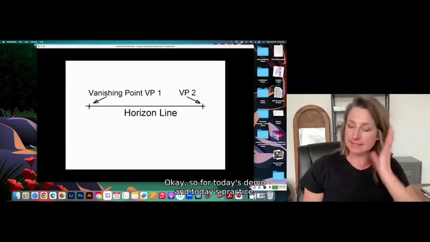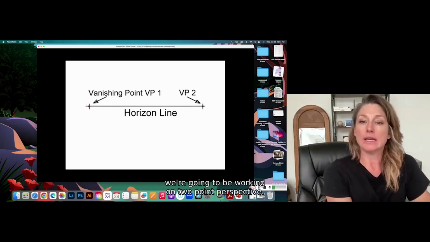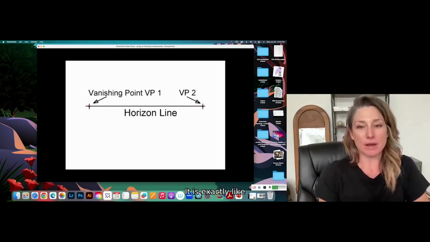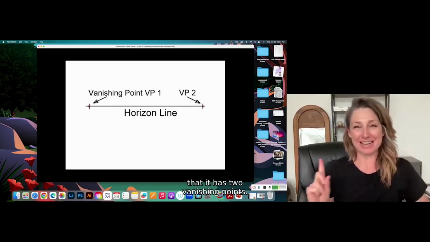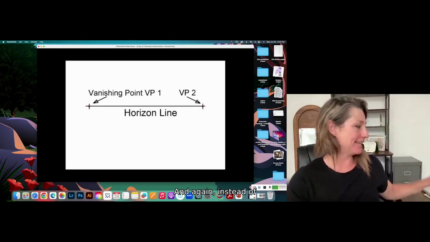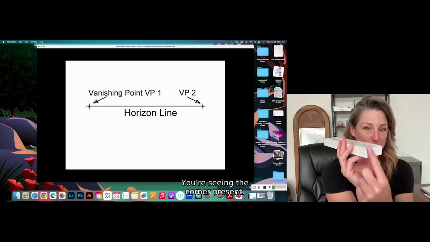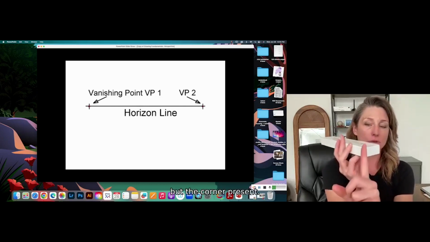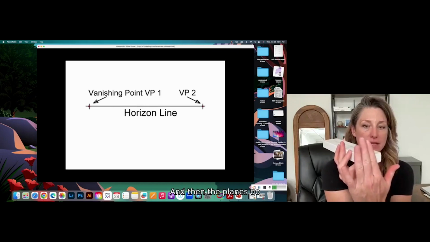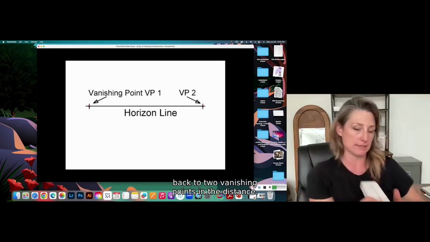Okay, so for today's demo and today's practice, we're going to be working on 2-point perspective. It is exactly like 1-point perspective, except it has 2 vanishing points. And again, instead of looking at the box straight towards you, you're turning it to the side. So you're seeing the corner present, not the face present, but the corner present. And then the planes go back to 2 vanishing points in the distance.